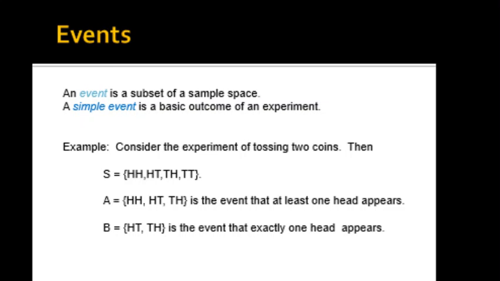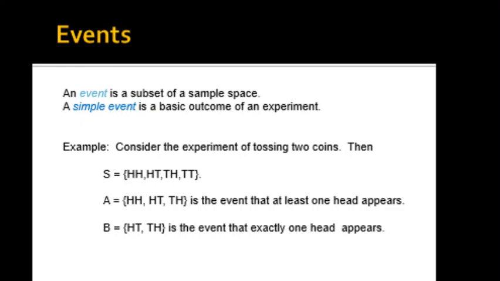Okay. The next idea is event. So we've seen a simple event. It's a basic outcome of the experiment. We cannot break it further, but an event is a subset of the sample space. So basically an event consists of some simple events from the experiment.